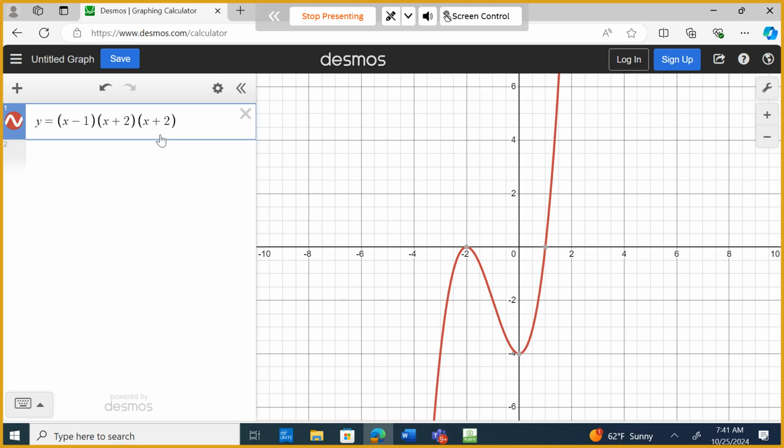I took each factor. I set it equal to 0 in my mind, and I solved. I took this parenthesis, set it equal to 0, and solved. I took this parenthesis, set it equal to 0. So on your paper, please write down x equals 1, x equals -2, x equals -2.